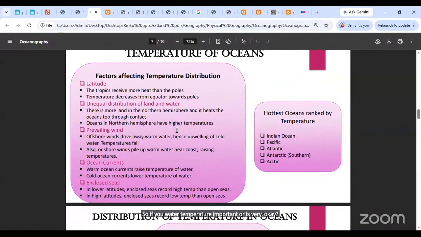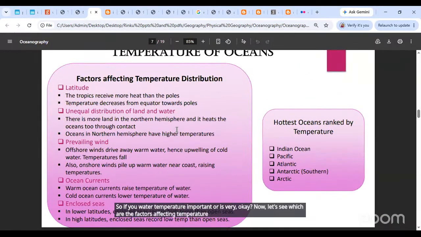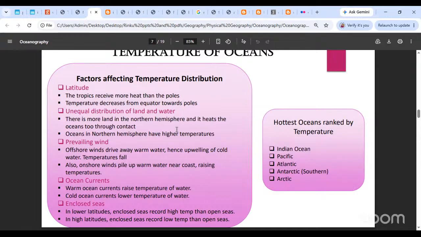नाउ लेट्स सी व्हिच आर द फैक्टर्स अफेक्टिंग टेम्परेचर डिस्ट्रीब्यूशन। लैटिट्यूड्स, क्लियरली ऑब्वियसली इंसोलेशन सबसे ज्यादा आपको ट्रॉपिक्स में मिलता है। उसके बाहर आपको जितना भी इंसोलेशन मिलता है वो सारा इंक्लाइंड फैशन में मिलता है, तो क्लियरली उतना हीट नहीं मिलता है सन से। अगर मुझे बताइए, अगर डायरेक्ट सनरेज मिलते हों 90 डिग्री से तो उसमें ज्यादा हीट मिलेगा या इंक्लाइंड सनरेज में मिलेगा?